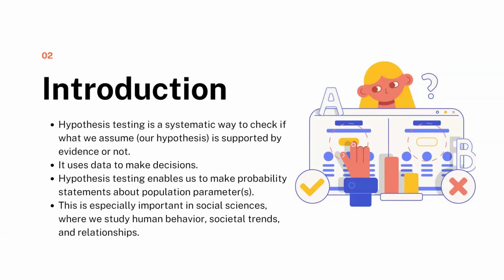So hypothesis testing allows us to make probability-based statements about the parameters of the population. This is especially useful in areas like social sciences, where we study human behavior, social trends, and the relationship between the different factors. By using hypothesis testing, we can make informed conclusions and improve the reliability of our research.